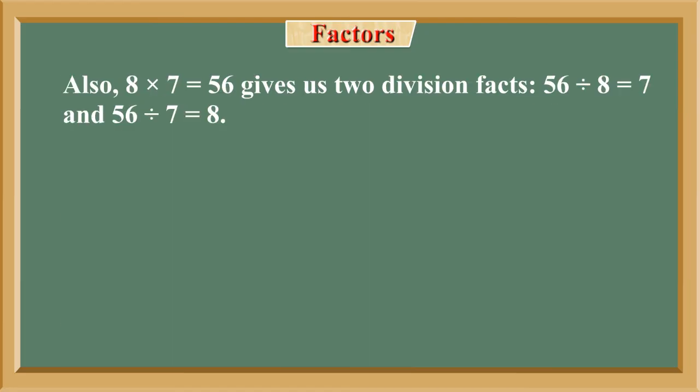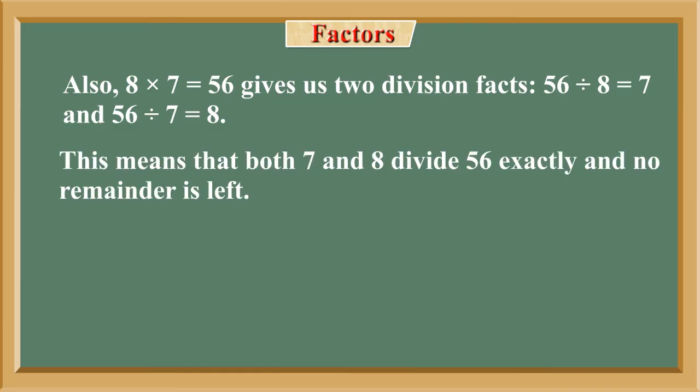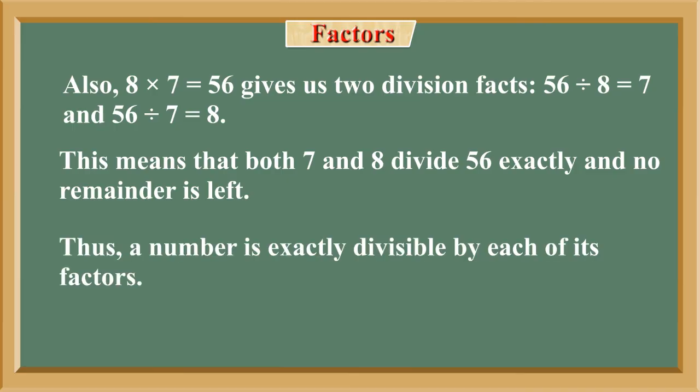Also, 8 multiplied by 7 is equal to 56. This gives us two division facts. 56 divided by 8 is equal to 7 and 56 divided by 7 is equal to 8. This means that both 7 and 8 divide 56 exactly and no remainder is left. Thus, a number is exactly divisible by each of its factors.